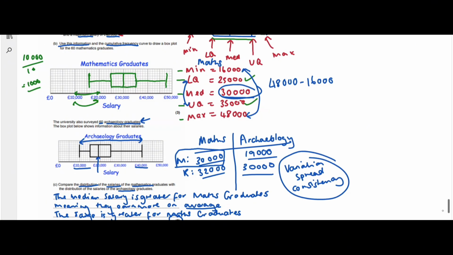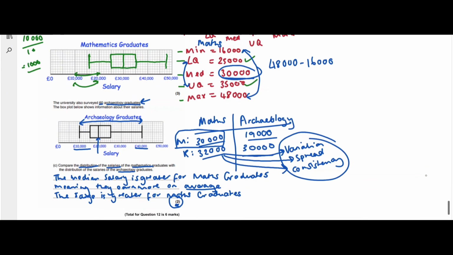So you could then say, because the range is greater for maths graduates, which means their salaries are less consistent, their salaries are more spread out, their salaries are more varied. You can say any one of those sentences if you were interpreting. So less consistent, because the smaller the range, the closer the values, the more consistent they are. So you'd say they're less consistent, they're more spread out, or they're more varied, if you wanted to interpret the range as well. So that is it for question 12, and it is normally box plots and cumulative frequency.